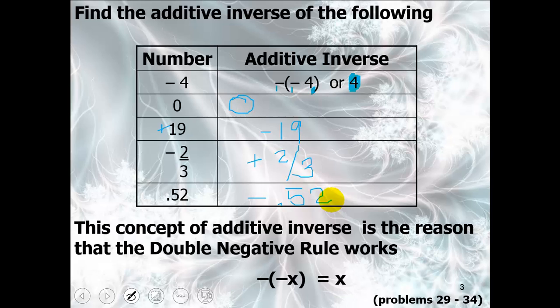This concept of additive inverse, that's the reason the double negative rule works. Remember when I said you have two negatives stacked in front of each other, it becomes positive? It's because it's adding the opposite. Okay? So the opposite of -x is equal to +x.